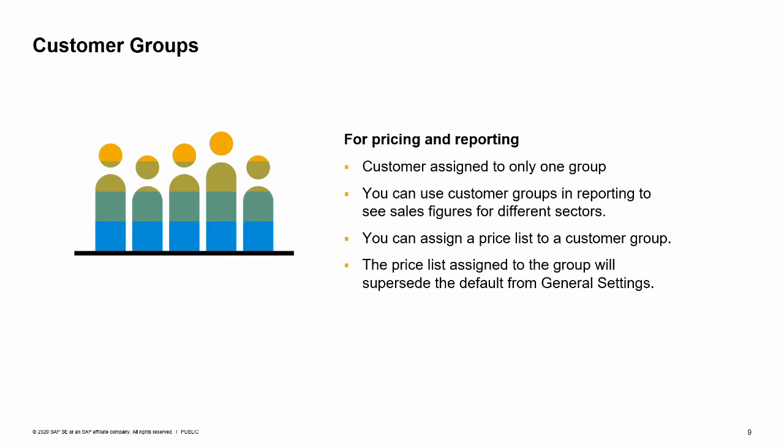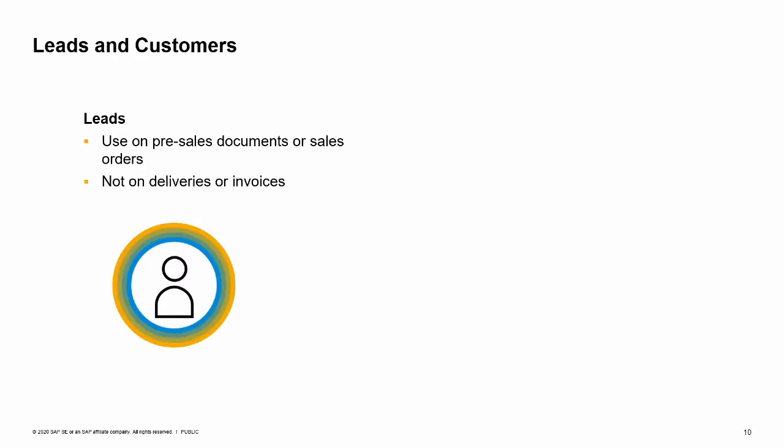If you assign a price list to a customer group, the price list assigned to the customer group will supersede the default from the general settings. Besides customers in the sales process, we also have leads.